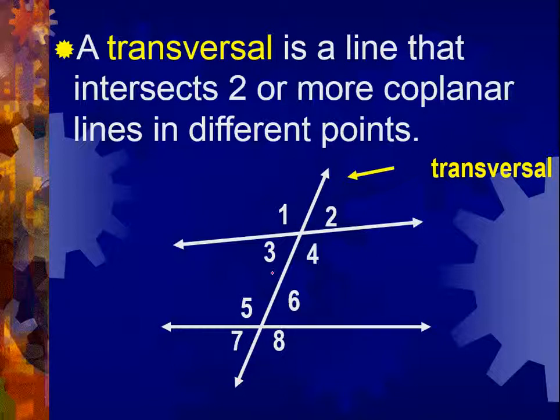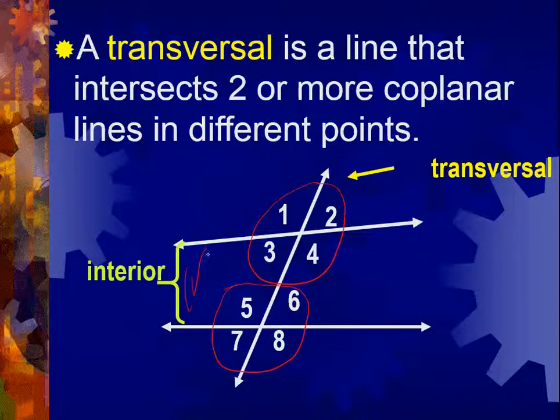Notice that it creates 8 different angles here. It creates 2 sections of 4. Those 4 kind of go together and make a circle, and these 4 go together and make a circle. So just keep that in mind here in a minute. Okay, if we are dealing with the area between these two line segments, we say that is the interior of the parallel lines.